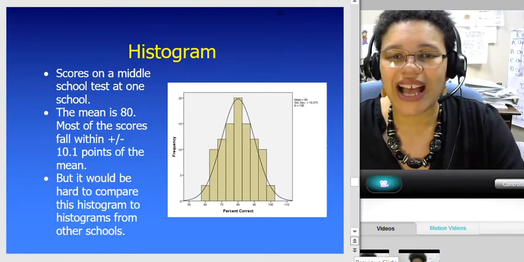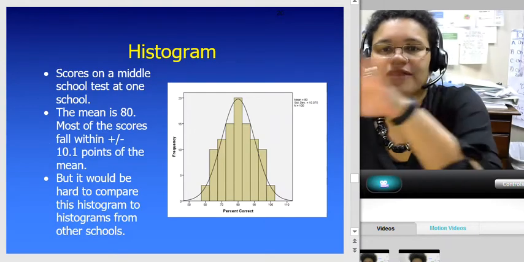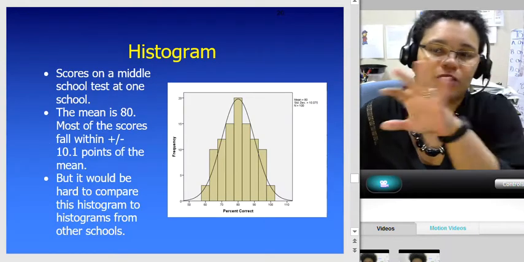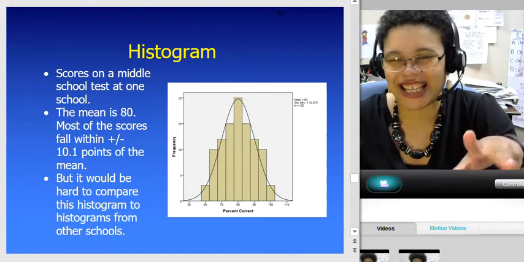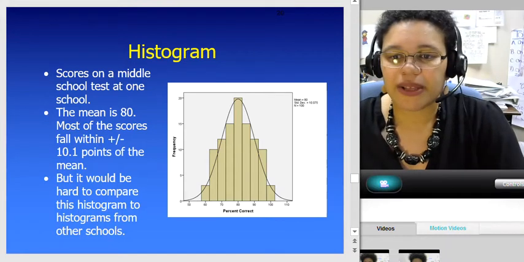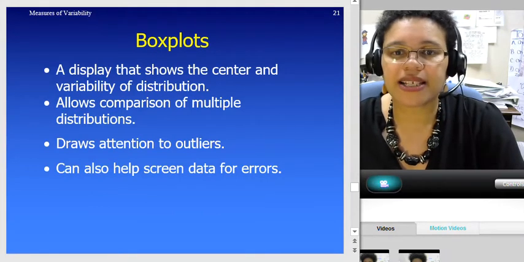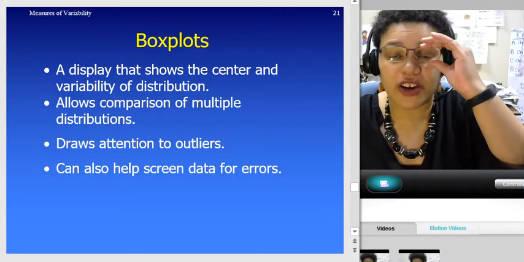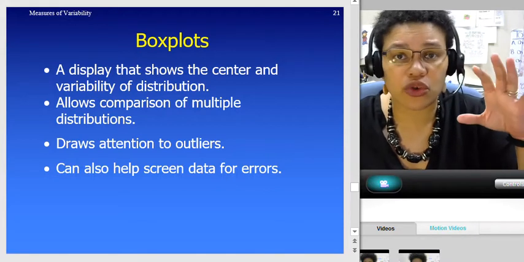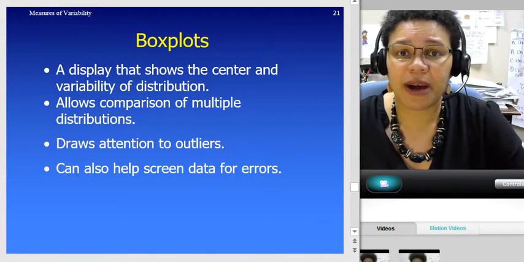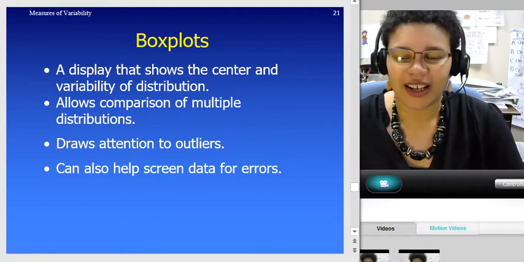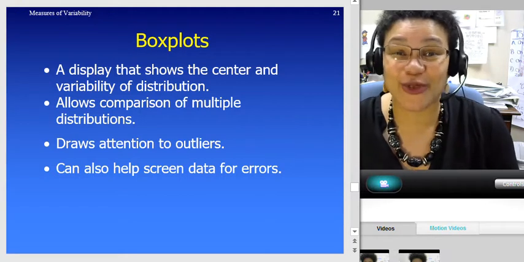Because you'd have a whole bunch of histograms, histogram, histogram, you know what I mean? It would be hard to see. But let's say we wanted to compare a few schools. We would use a box plot. A box plot is a display that shows the center and variability of the distribution, and you almost never see box plots in the real world, but you might see them if you're reading a research report.